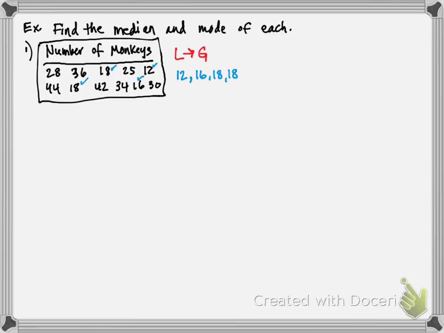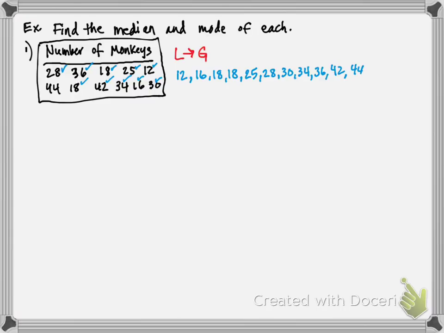Okay, then I go to my 20s. So you have a 28 and a 25, and that's it. So it would be 25 comes next, then the 28. Then we have 30s. We have 36, 34, and 30. So 30 would come next, then 34, and then 36. So let's see, we're left with 44 and 42. So 42, and then 44.